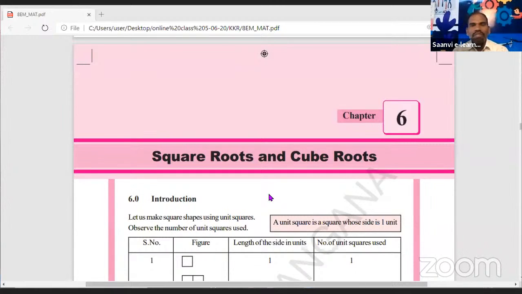Today we are discussing square roots and cube roots. This chapter depends on multiplication. What is the meaning of square? What is the meaning of cube? Do you know? What is the meaning of square?